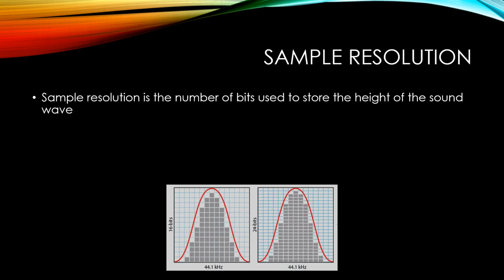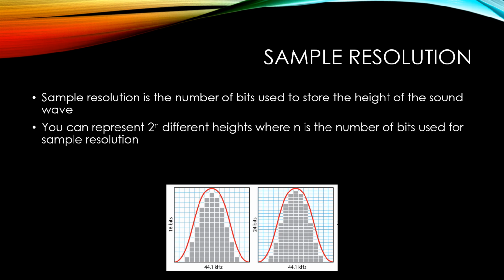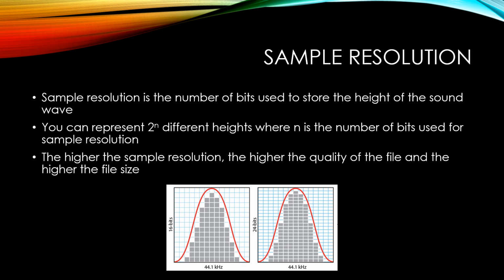Sample resolution is the number of bits used to store the height of the sound wave. You can represent 2 to the n different heights, where n is the number of bits used for your sample resolution. The higher the sample resolution, the closer you will represent the actual line, and therefore the higher the quality, but also the higher the file size, because you'll now be using more bits per sample that you take.